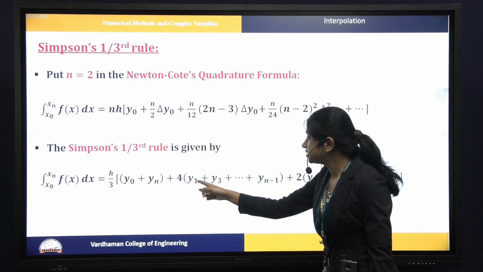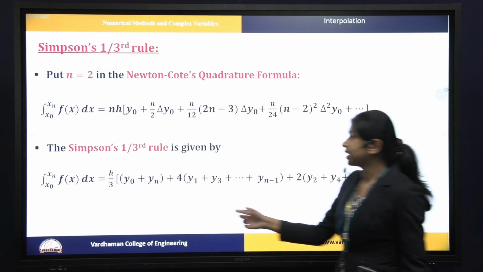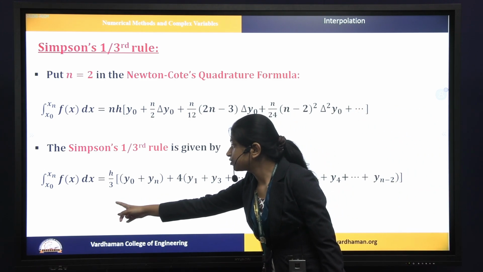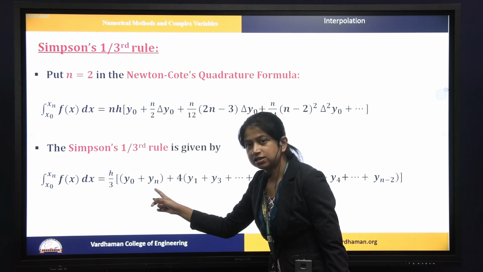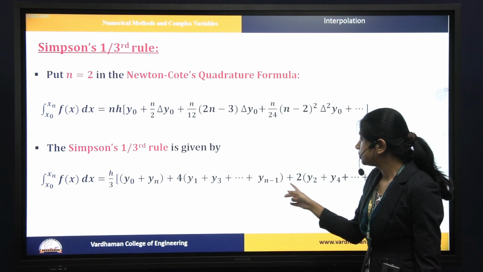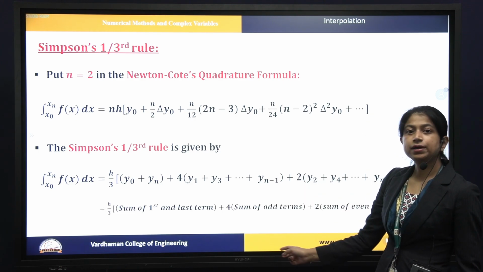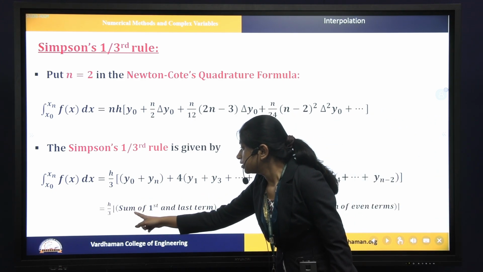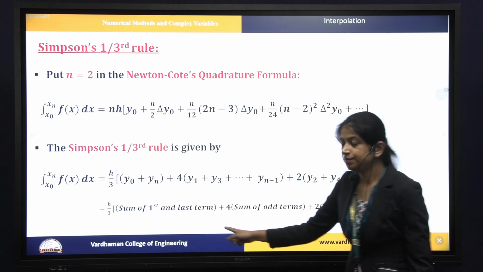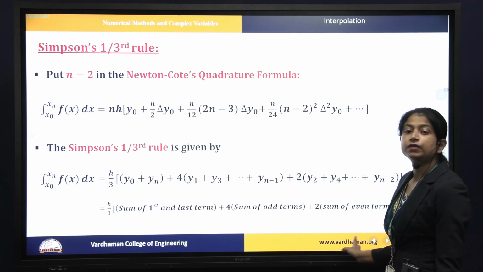Look at this point. These are odd numbers and these are even numbers. So we can say this is equal to h by 3 times the first term plus last term, plus 4 into the sum of odd terms, plus 2 into the sum of even terms. So h by 3 times the sum of the first and last term plus 4 into the sum of odd terms plus 2 into the sum of even terms.